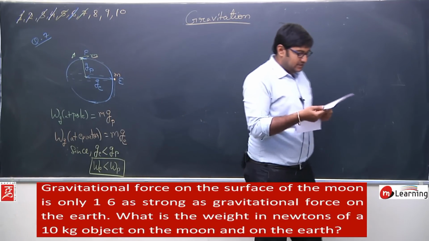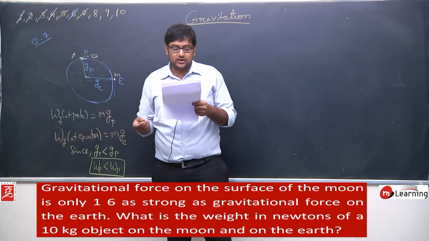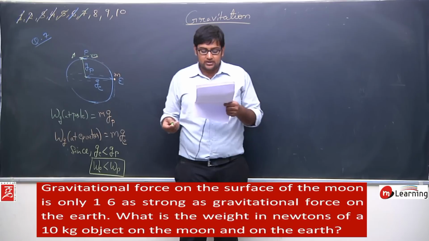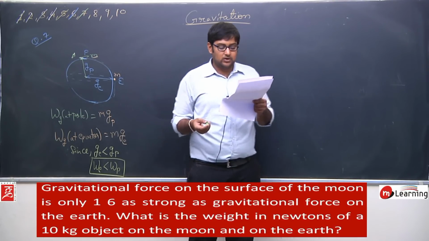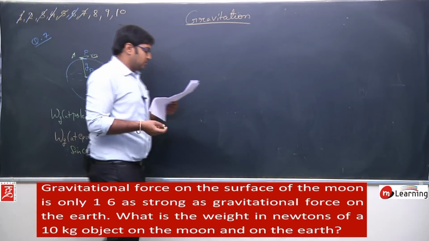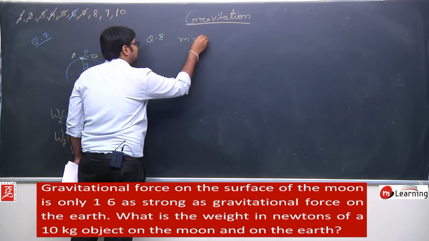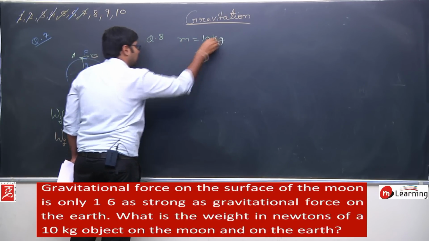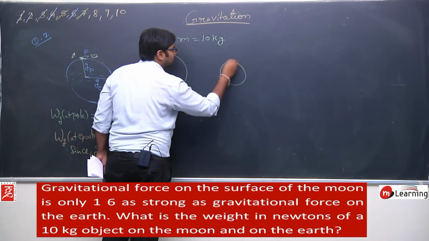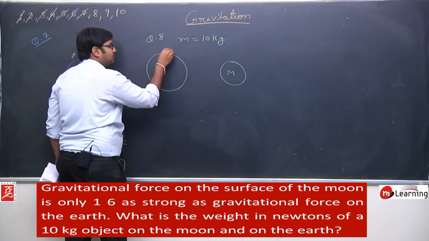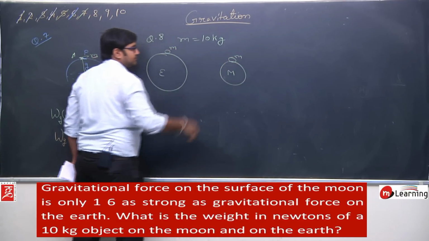Question number 8 says, gravitational force on the surface of the moon is only 1/6 as strong as the gravitational force on the earth. Then what is the weight in newtons of a 10 kg object on the moon and on the earth? So there is an object with a mass of 10 kg. This is the earth and this is the moon. When this object is kept on the earth, what would be its weight, and when it is kept on the moon, what would be its weight?